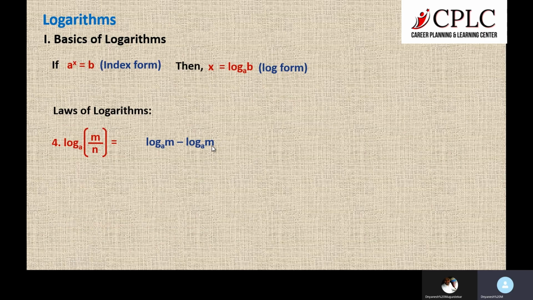Apologies for that. The fifth one, log m raised to r. Obviously, whenever power is there, the power comes ahead and we get r log m.